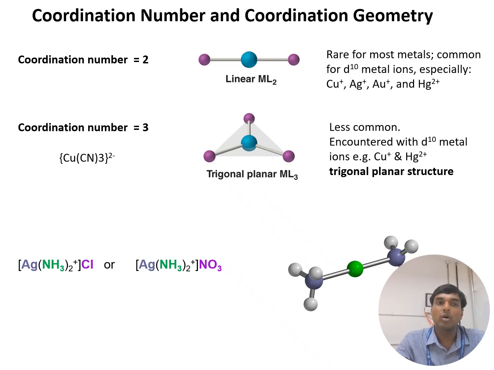When you talk about [Cu(CN)3]2-, cyanide is -1 each, so copper is +1, and as three ligands are there, it forms a trigonal planar structure, sp2 hybridized.